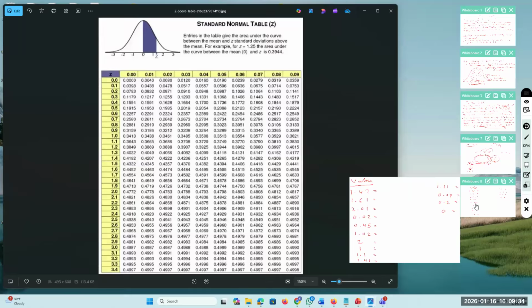Please, do you agree with her? No. Okay, you come again. 2.01. The one you see between 2.0 and 1. So it's 0.4778. Please wait. Okay, 0.4778. Good. Yes, please.